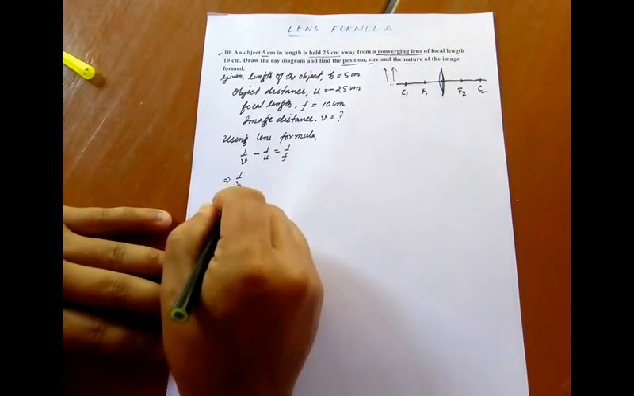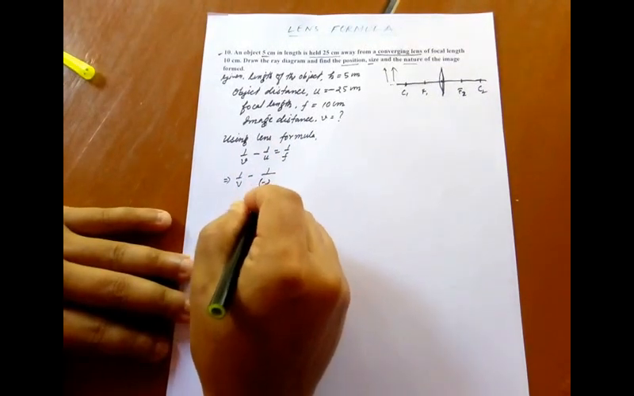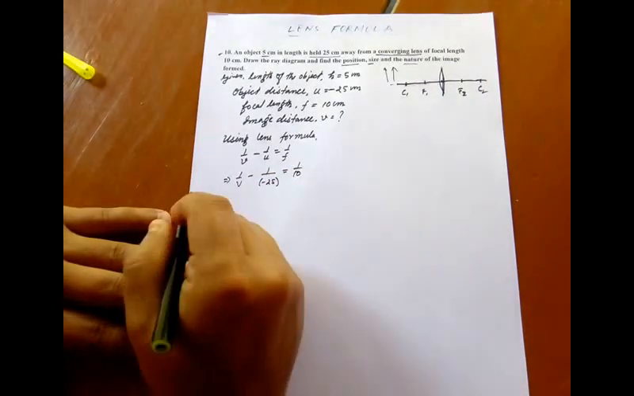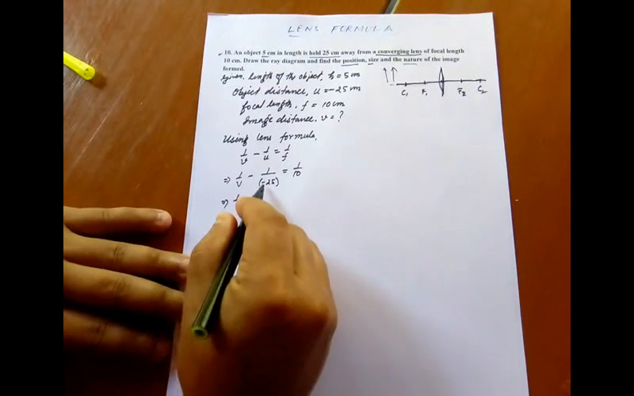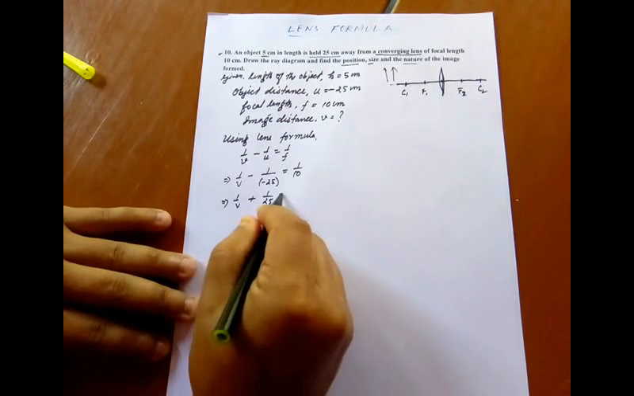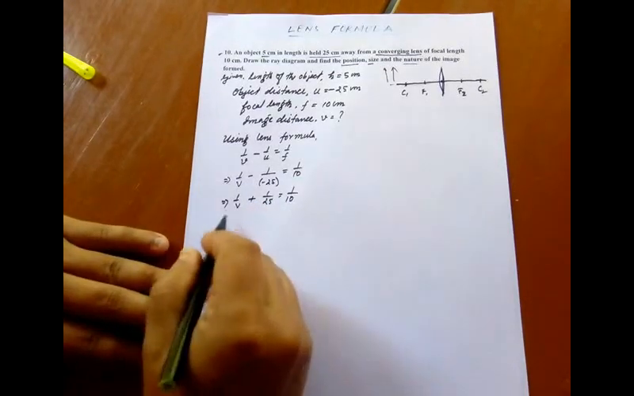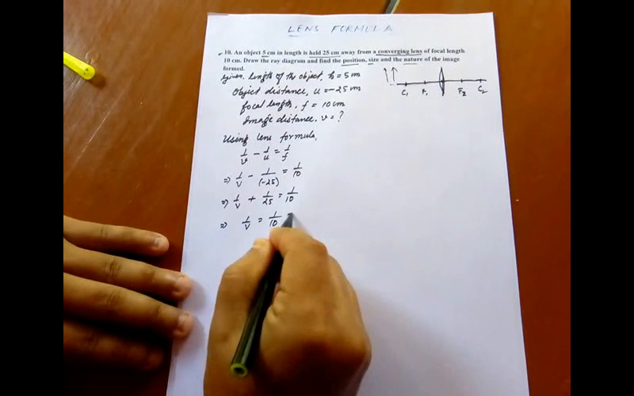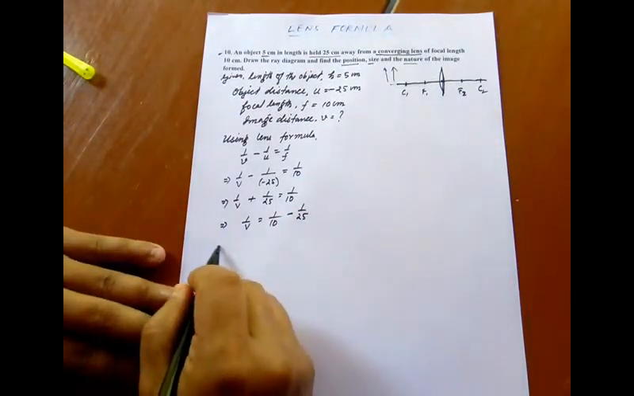So 1 by V minus, so what is U? Let's place the value of U, that is minus 25. Minus 25 equals, that side, 1 by F is 1 by 10. So let's do it step by step. 1 by V, that is minus and minus. If you multiply minus by minus, it will be a plus. 1 by 25 equals 1 by 10. So I'll take this 1 by 25 to the right hand side and keep 1 by V this side. Then 1 by 10 minus 1 by 25. Then we'll solve it.